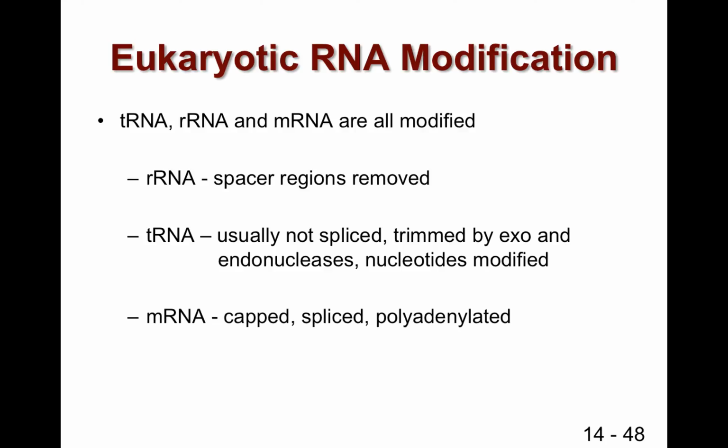In messenger RNAs, the ones we're going to pay most attention to, they are capped at their 5' end. They have a special modification at their 5' end. They are spliced to remove introns, and they are polyadenylated at their 3' ends, also to protect the messenger RNA from being degraded.